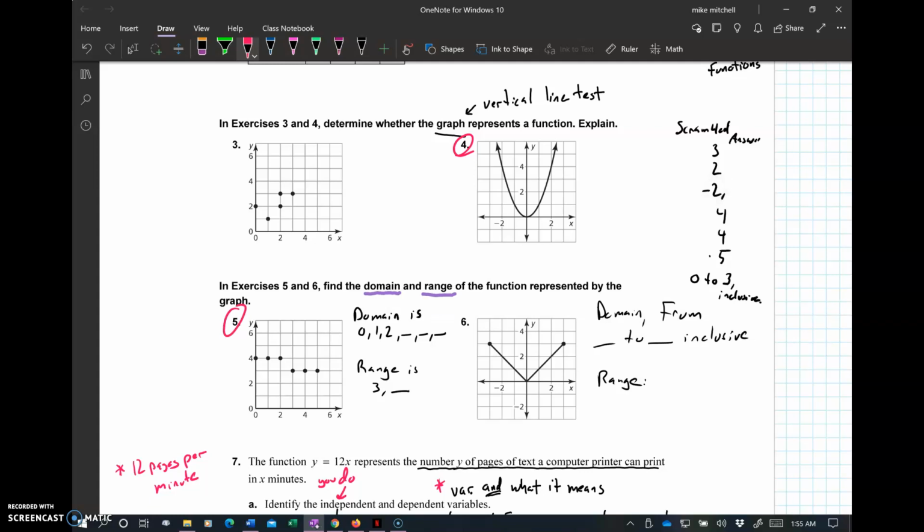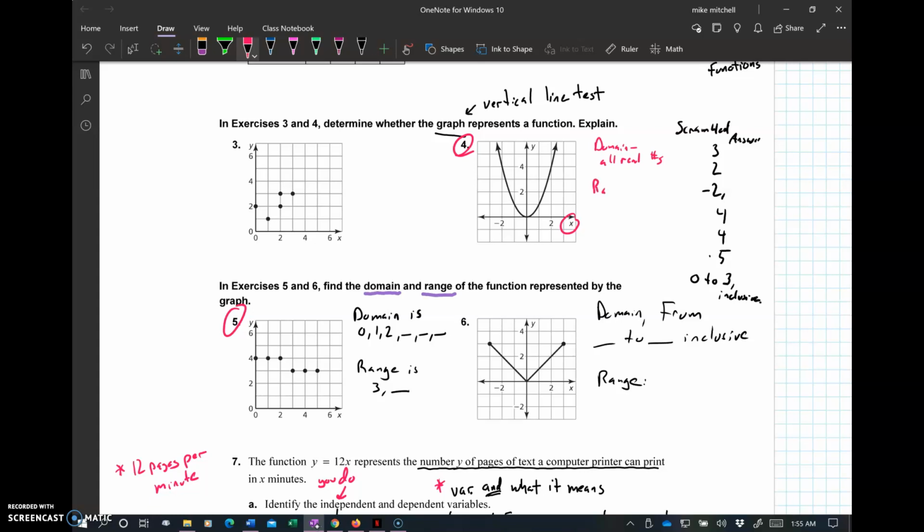So this one, number 4, my domain is my x values. Here are my x. This is kind of hard to see, but this keeps getting wider and wider. So on this one, the domain is going to be all real numbers. It keeps getting wider and wider. It gets taller quicker, but it's getting wider and wider too. It's not going to stop.